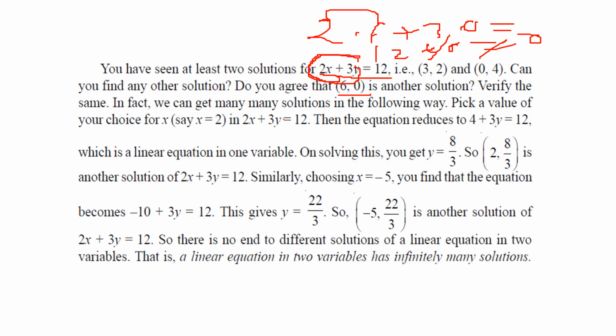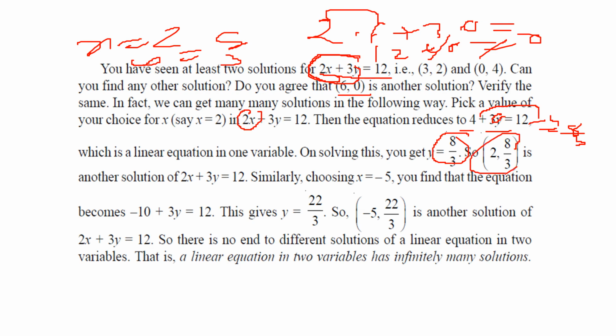I hope you got the idea. So this is how, if you take, let me just put x equal to 2 here. So what you get? 2 into 2, that is 4 plus 3y equal to 12. What do you get for y? Take 4 here, it will be minus 4, so it will give you 8, divided by 3. So y equal to 8 by 3. If you put x equal to 2, you get y equal to 8 by 3. So (2, 8 by 3) is also a solution.